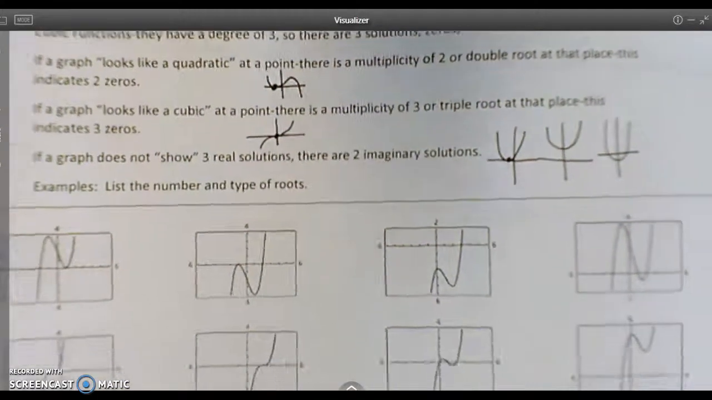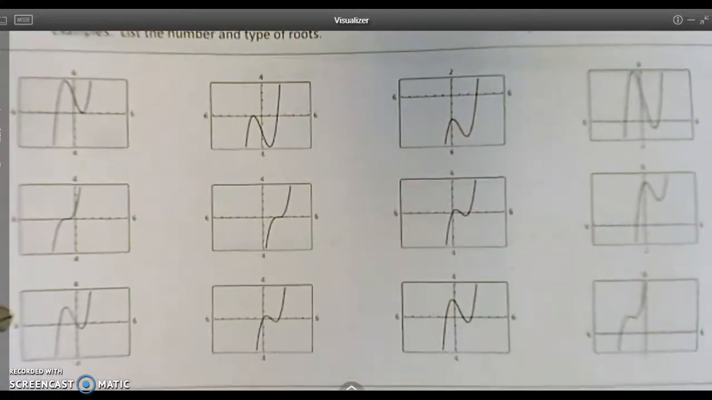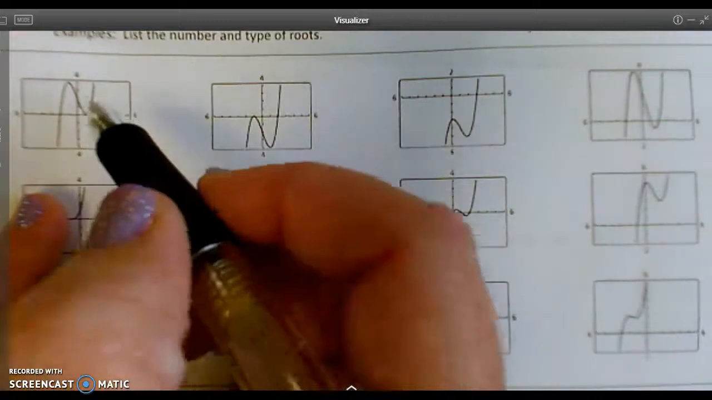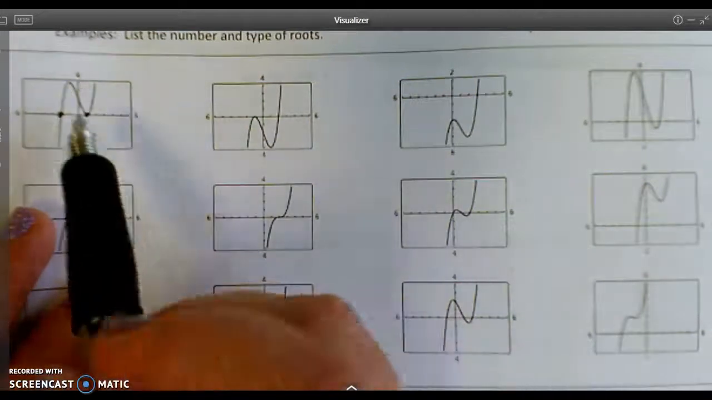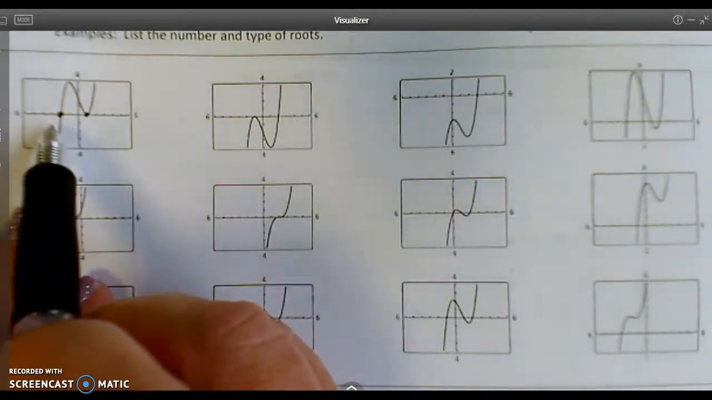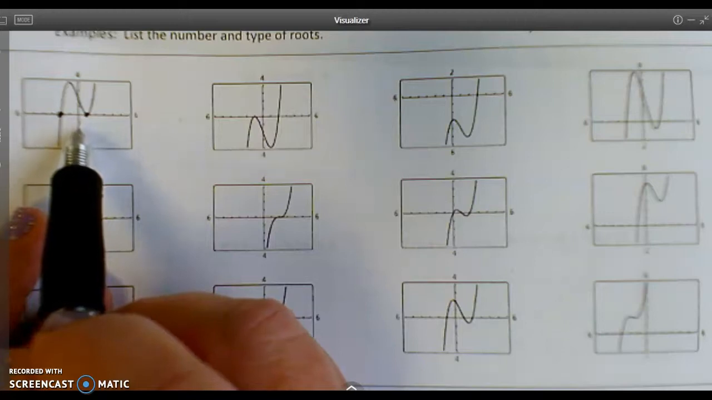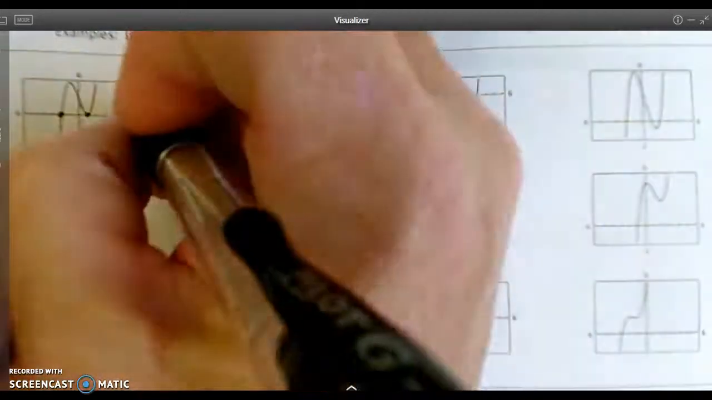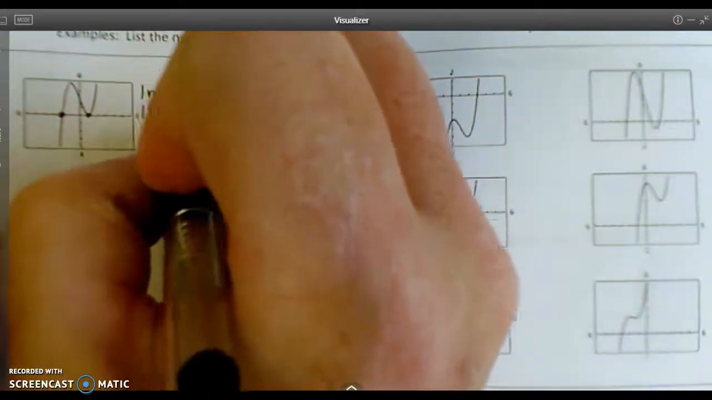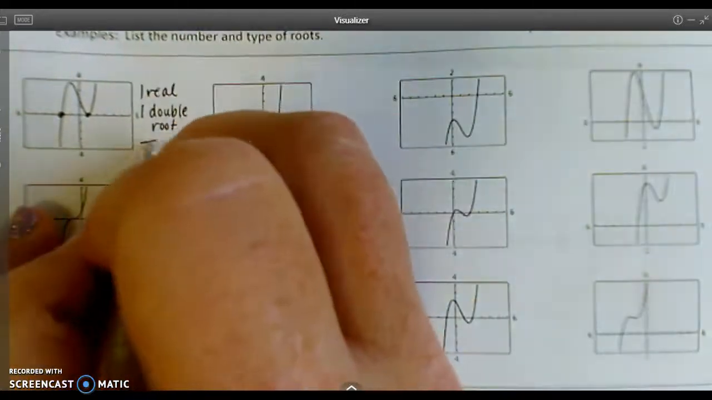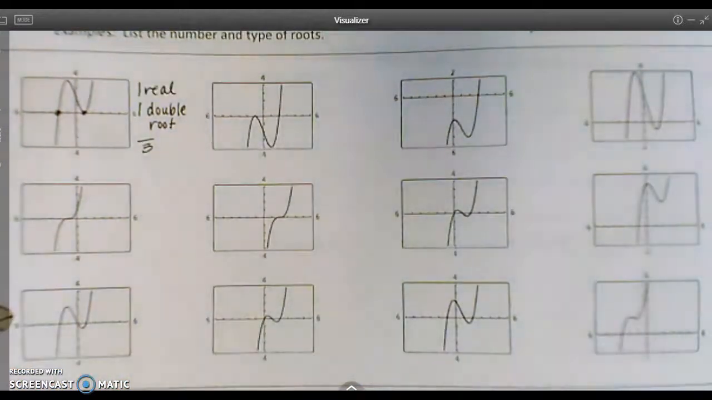So let's just look at these graphs below here. There's a whole lot of graphs. What we're doing with these graphs is we're just talking about what kind of solutions there's going to be, because if you can understand the kind of solutions, solving the problems will not be that difficult. Okay? So this first problem, notice there's 2 times it crosses the x-axis. Okay? This first one's just a regular old solution. What's going on with this one? It's a double root. So on this one, there's 1 real, and there's 1 that's a double root. That makes 3 solutions, because the double root counts as 2 of them.